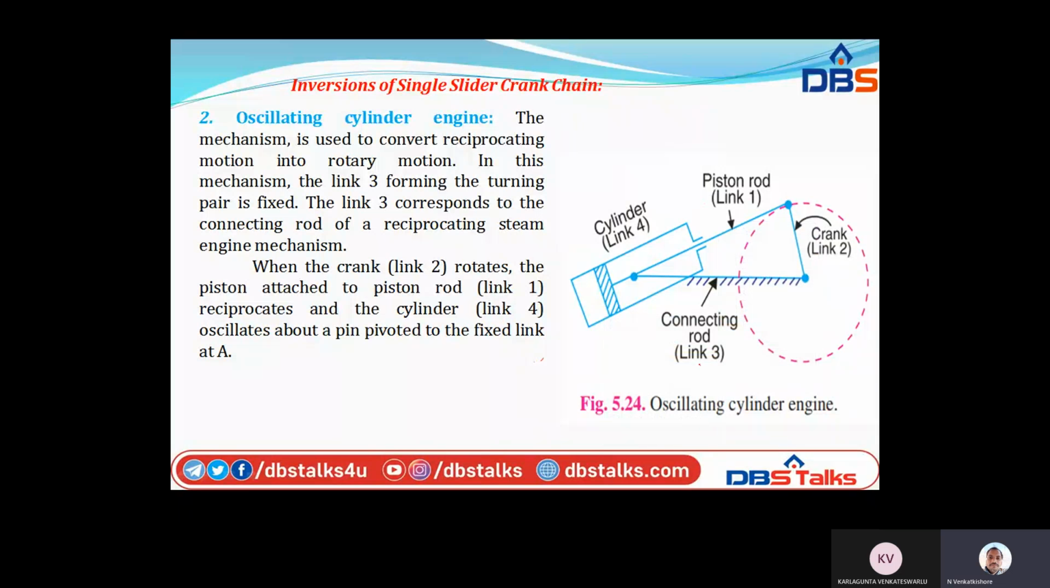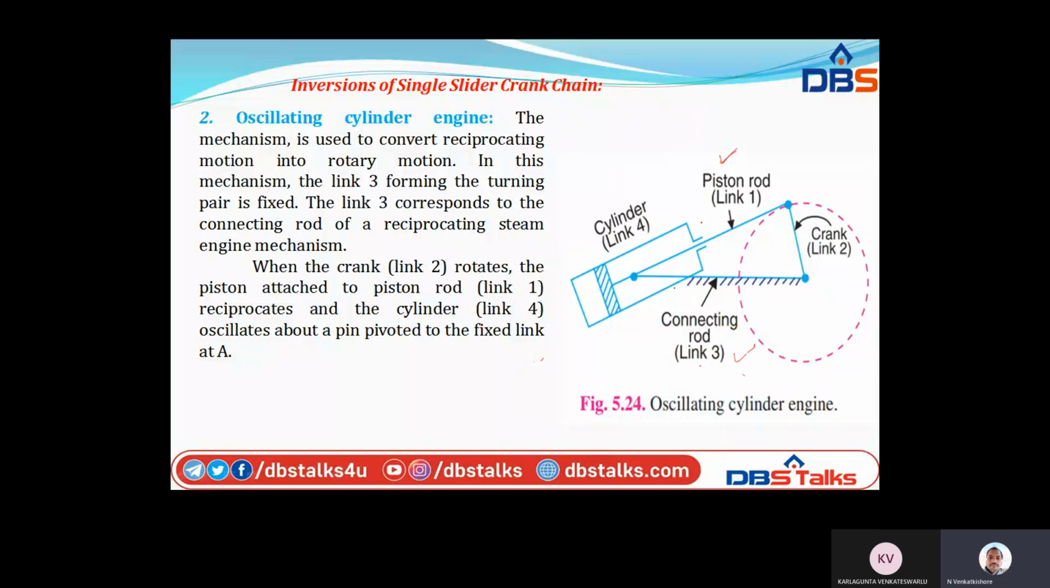In this, link 3, corresponding to the connecting rod, will form the turning pair, which is to be fixed. In the previous cases, we were fixing the first link, but here we are fixing the element called the connecting rod. So this is a very different thing.